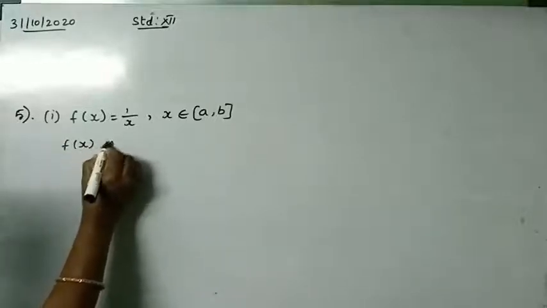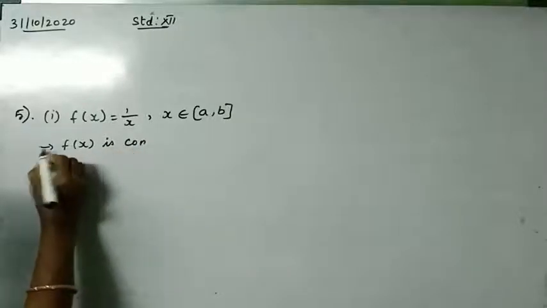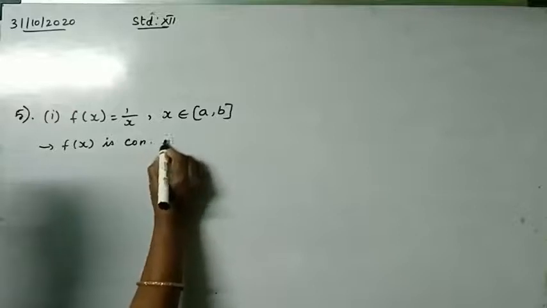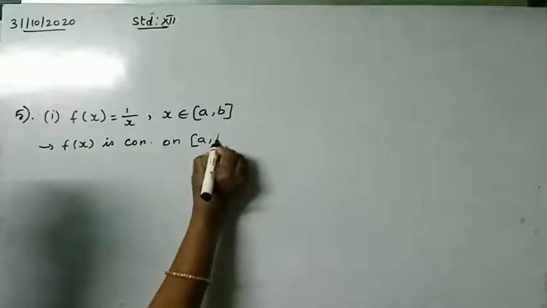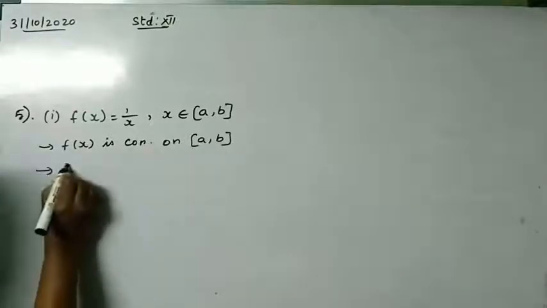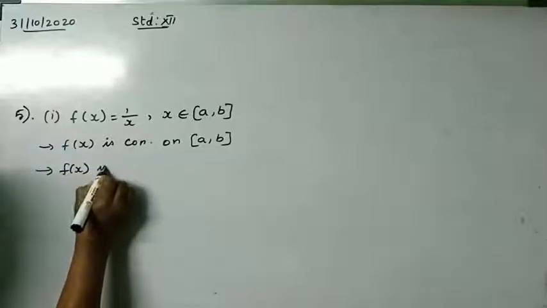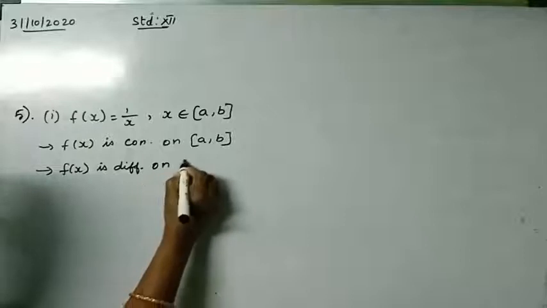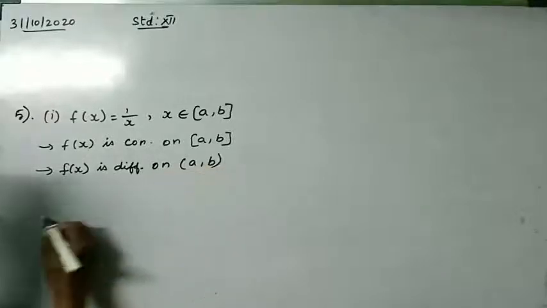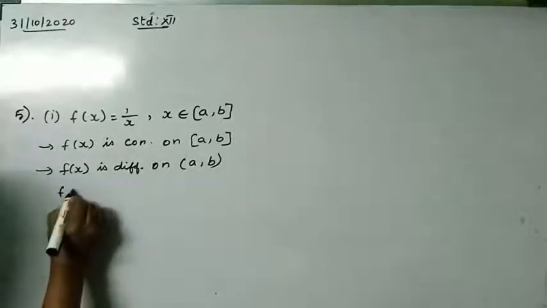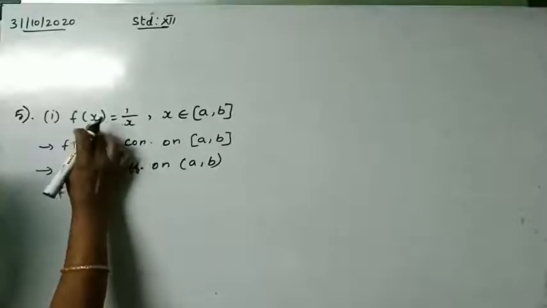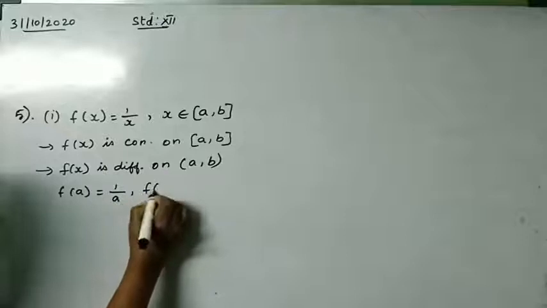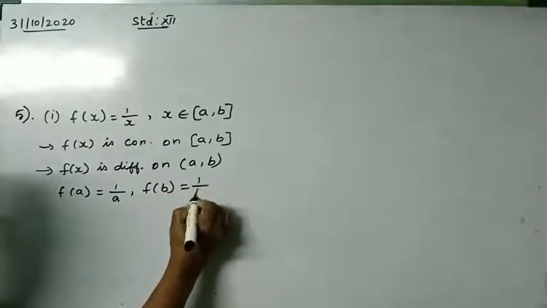Is f of x continuous or not? Yes, since it is a polynomial, it is continuous on closed interval [a, b]. Is it differentiable or not? It is differentiable definitely. So it is differentiable on open interval (a, b). Now let me find f of a: instead of x, substitute a, it is 1 by a. f of b equal to 1 by b.